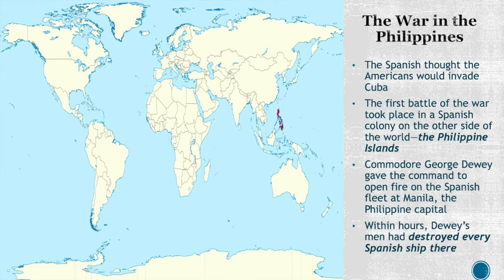So the war in the Philippines. The Spanish thought that the Americans would invade Cuba. So the first battle of the war took place in a Spanish colony on the other side of the world, in the Philippine Islands. So that's this area right here.